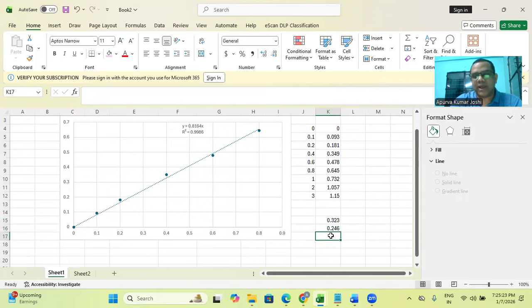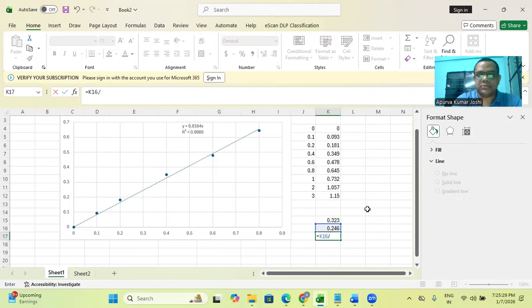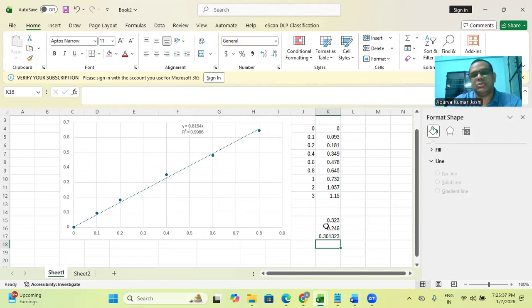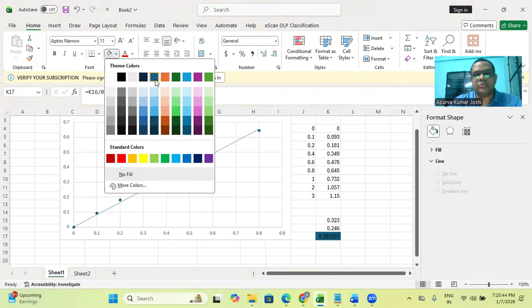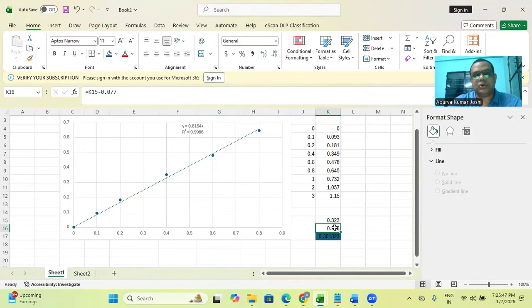Now you just have to divide this unknown by the slope. In our case, the slope is 0.8164. So if you divide that, you're going to get the protein concentration. The protein concentration of our sample is 0.301 mg per ml, because it had a blank corrected absorbance of 0.246. It's as simple as that. So this is how we would determine the concentration of an analyte using a standard curve.